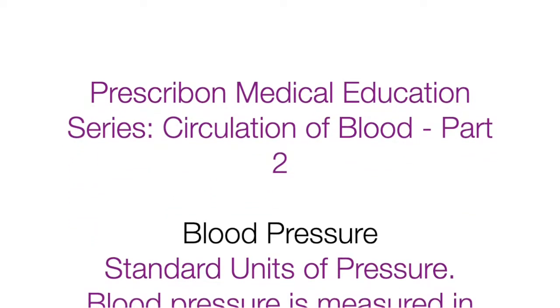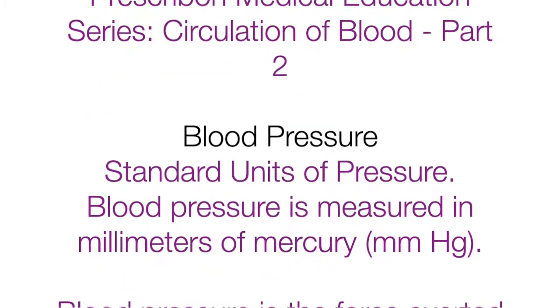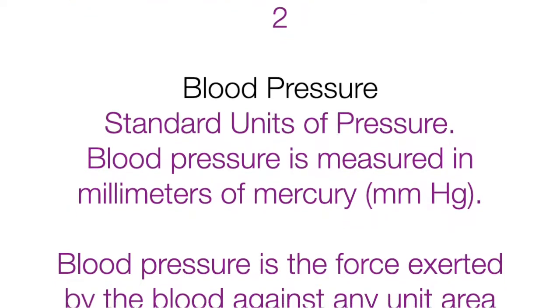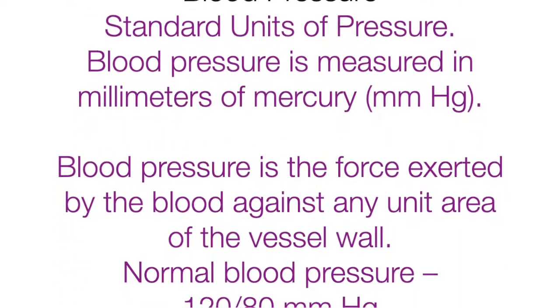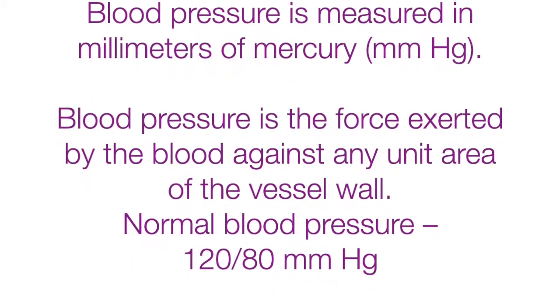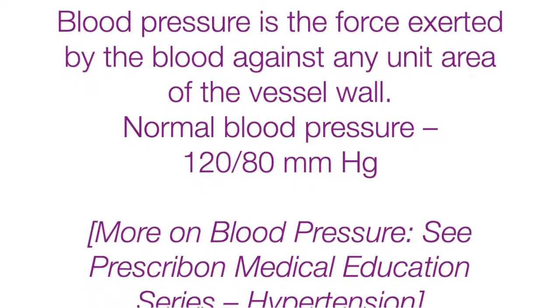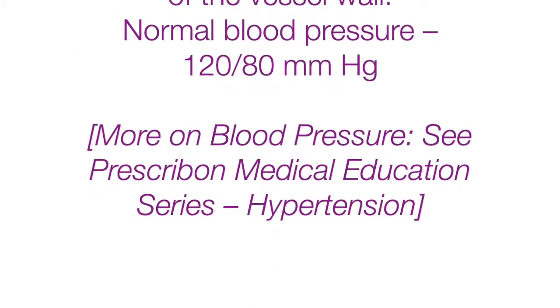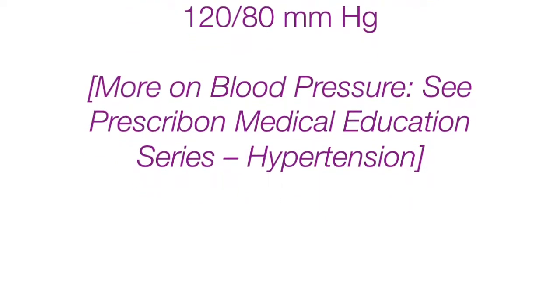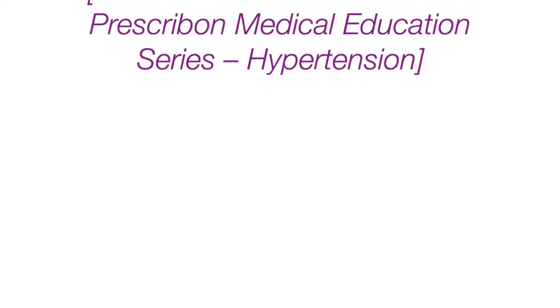Blood pressure. Standard units of pressure. Blood pressure is measured in millimeters of mercury. Blood pressure is the force exerted by the blood against any unit area of the vessel wall. Normal blood pressure is 120 by 80 millimeters. More on blood pressure, see Prescribon Medical Education Series Hypertension.